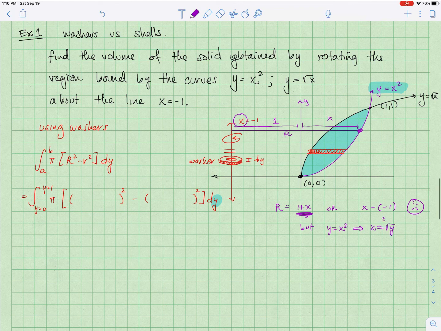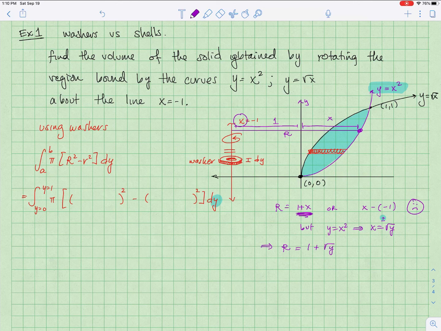Now technically it's plus or minus the square root of y, but since we're on the right side of that curve where everybody's positive, we're going to use the positive version. And so this tells us then that our capital R is equal to 1 plus the square root of y.